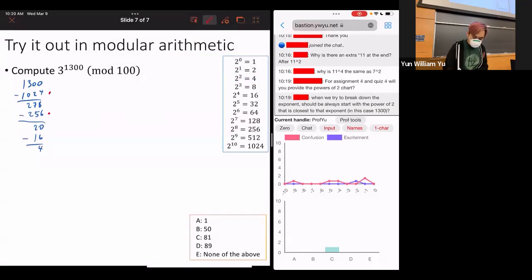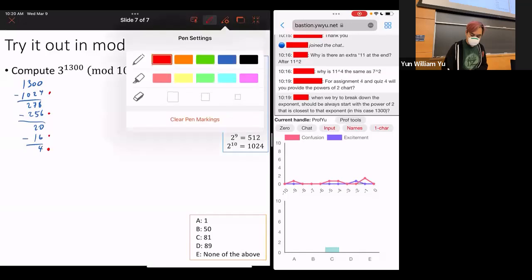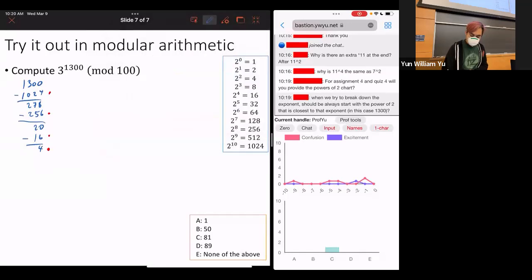And so here, those would be the pairs that you'd want. So what you end up with is 3 to the 1,300 is congruent to 3 to the 1,024 times 3 to the 256 times 3 to the 16 times 3 to the 4.